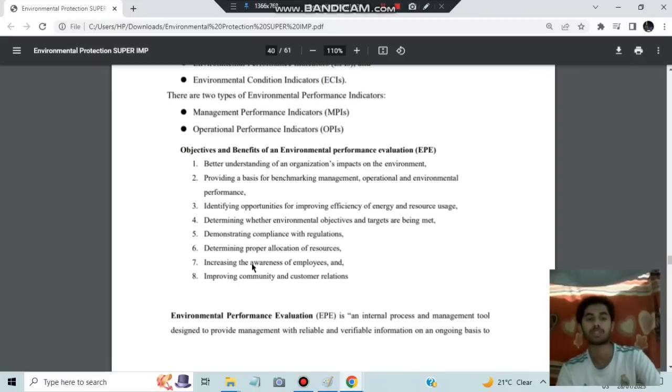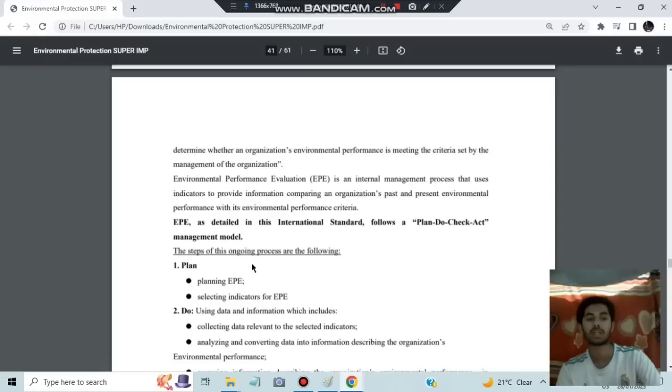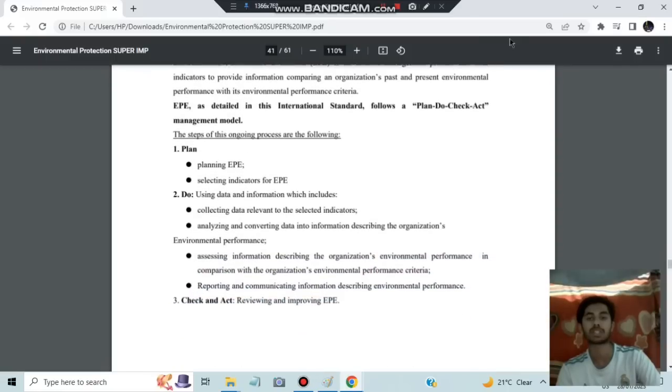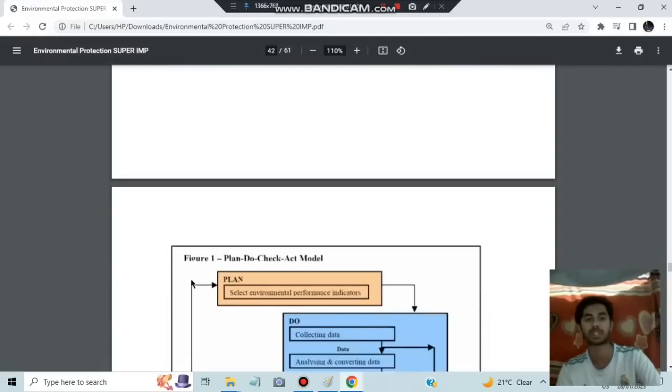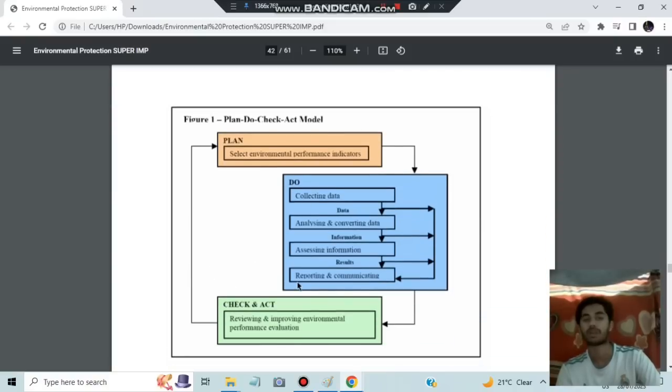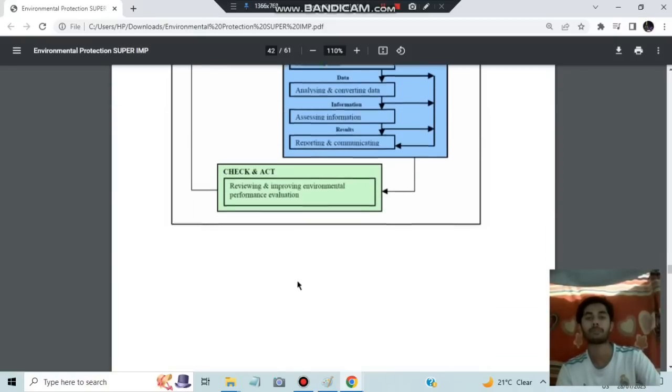So objectives and benefits are given here. Go through it, pretty common sense. And here EPE is different things are plan, do, check, act, plan, do, then check and act. Okay. Again the same thing is repeated. So basically you have to write this only here as well.